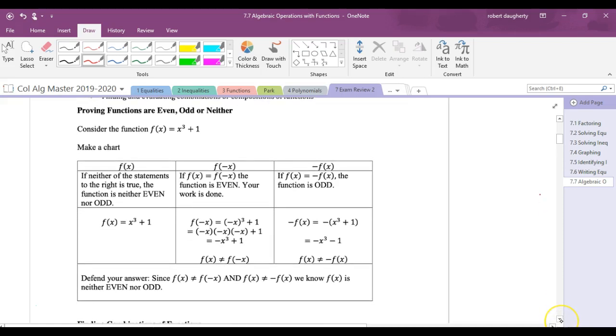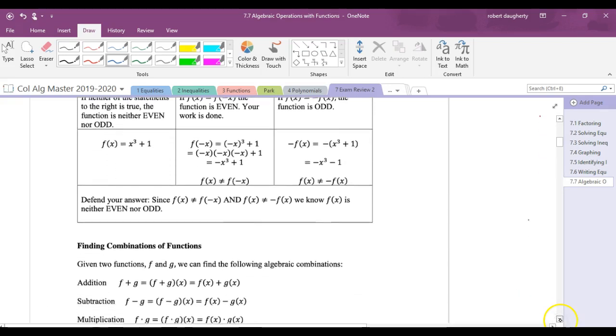So let's start out with proving functions are even or odd. Okay, what you have to do is you have to make a chart. You have to look at f of x, you have to look at f of negative x, and you have to look at negative f of x for this function. Okay, and then your indicator. If these first two things match, then that's what makes this an even function. If these second two things match, that's what makes this an odd function. If nothing matches in this chart, then your function is neither even nor odd, okay?